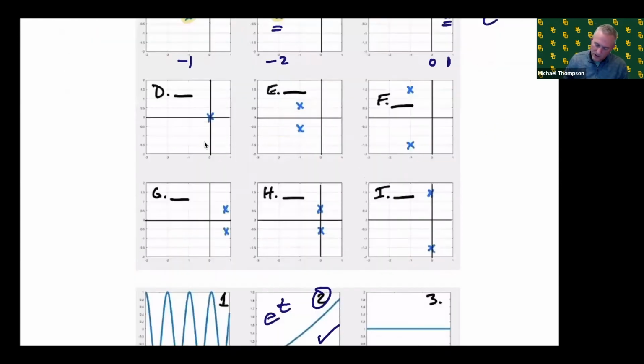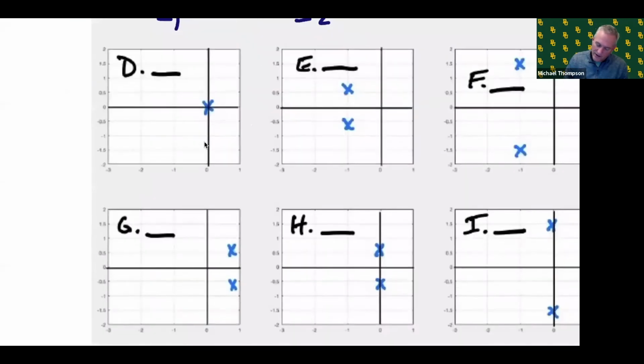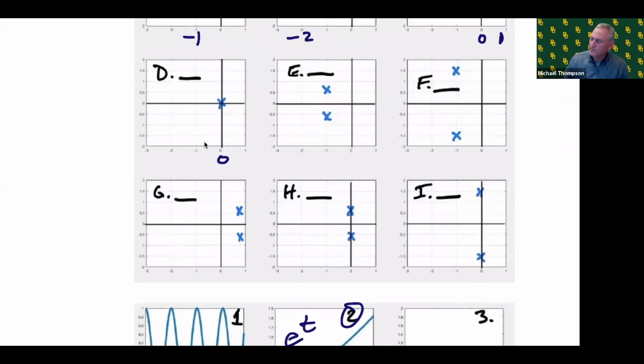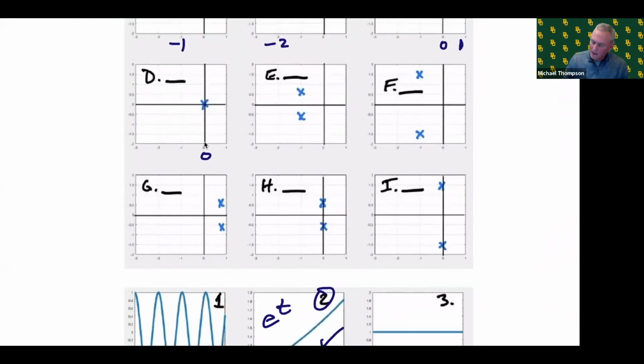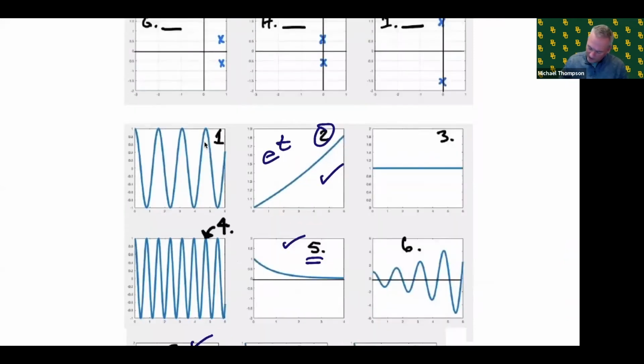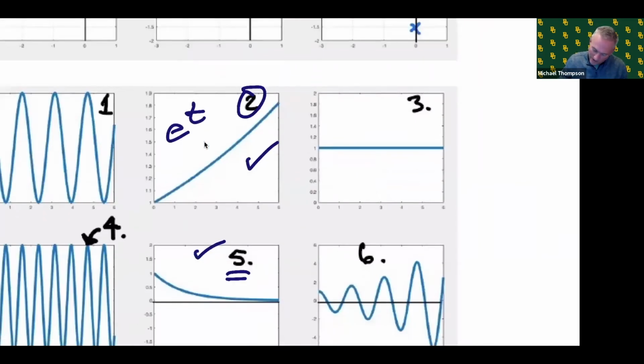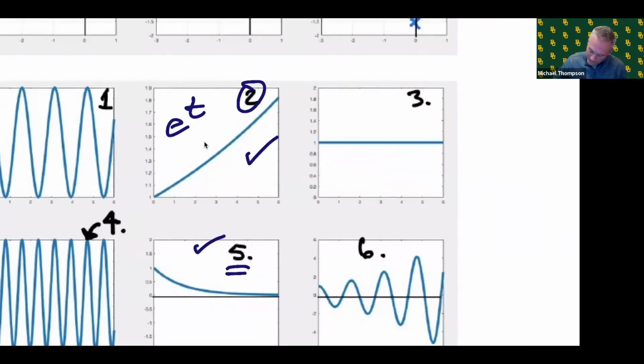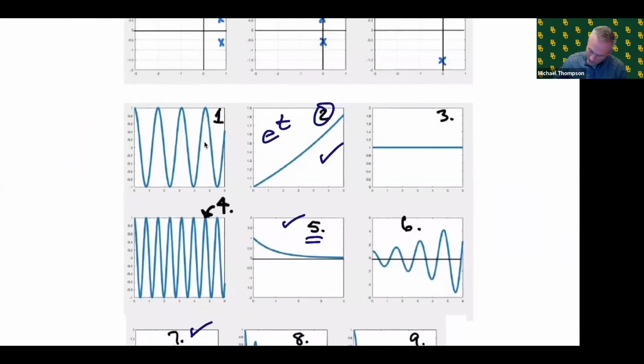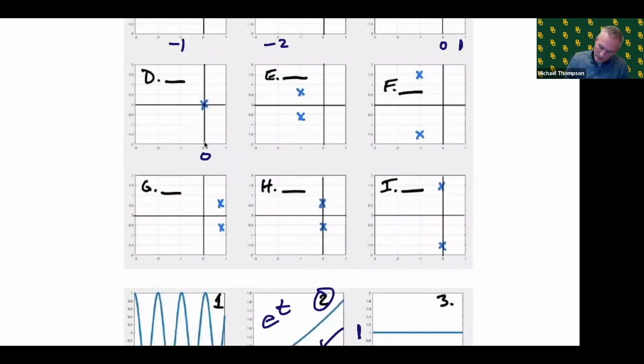All right, so we move to the next row. Here's a pole pattern, and this is at 0. There's a pole at the origin. So in my mind, I think of the unit step function. Looking through here, signal 3 is a 1, and so it's just a constant. So that would correspond to D.